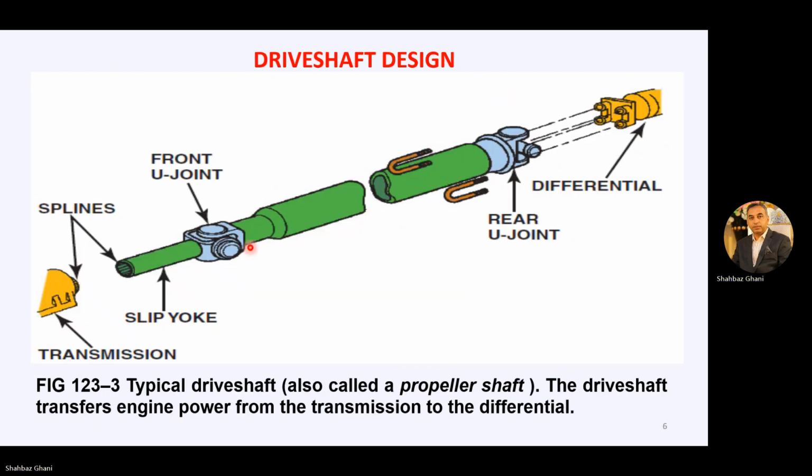So this is the propeller shaft, or prop shaft or the drive shaft, which we are talking about. Now, the splines which we talked about in the previous slide: this is your transmission with this output shaft having splines on the outer side, and this is the slip yoke having splines on the inner side. And this is your front U-joint. Then we have this propeller shaft or drive shaft. This is the rear U-joint and it is connected with your differential.